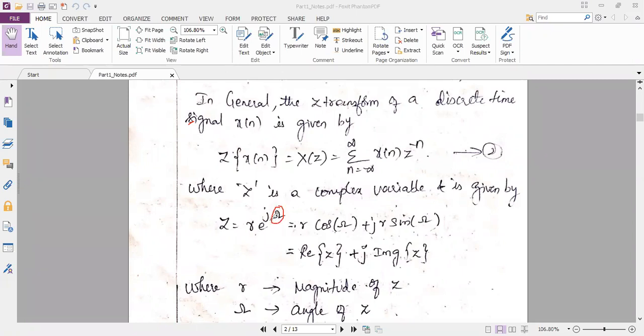So this can be expanded. E power j omega can be expanded as r is a magnitude. So that will come for the complete equation. So r into cos omega plus j r into sin omega. You know, e power j omega is cos omega plus j sin omega. So this we are just expanding it. We will get the equation like this. So then this complete term I will call real of z. Left hand side we have z, right? So this is nothing but real of z plus j, and this r into sin omega is nothing but the imaginary of z.